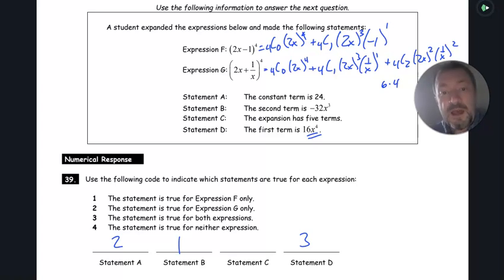Now, let's take a look at statement C. Notice that each of these is raised to the power of 4. Well, the number of terms is always going to be 1 more than the exponent. So yeah, these are both going to have 5 terms. So the number that we want to put here is 3 as well. So the answer to this question is 2, 1, 3, 3.